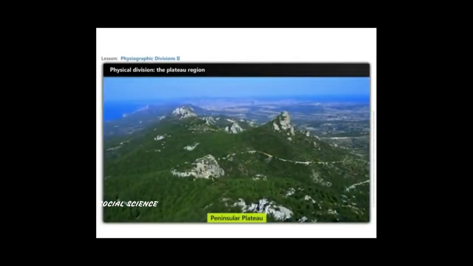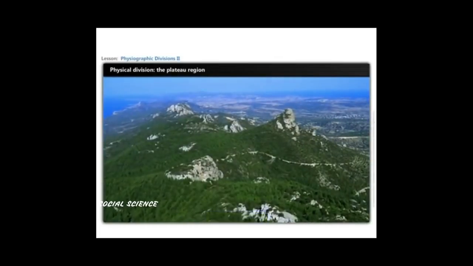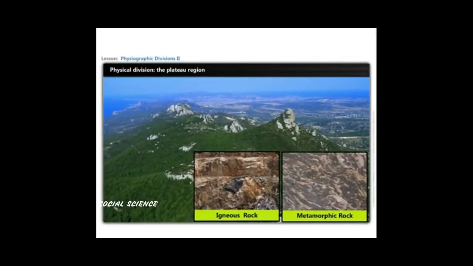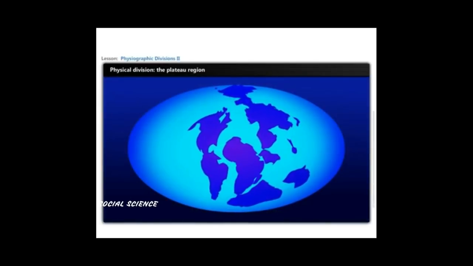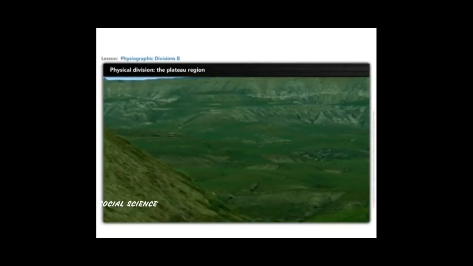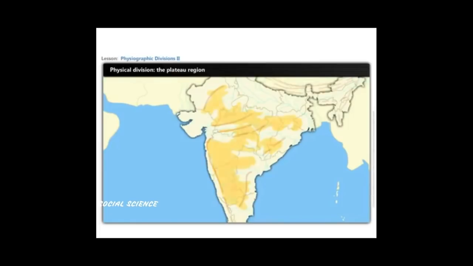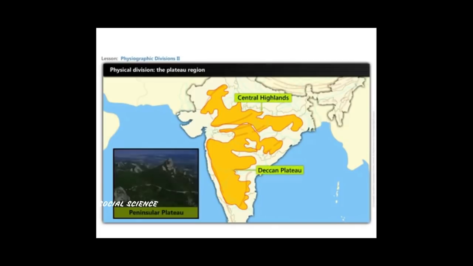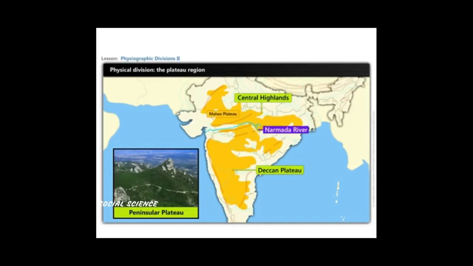The Peninsular Plateau is composed of the old crystalline, igneous and metamorphic rocks. It was formed due to the breaking and drifting of the Gondwana land. The plateau has broad and shallow valleys and rounded hills. The Indian Plateau region can be broadly divided into two categories: the Central Highlands and the Deccan Plateau. The part of the Peninsular Plateau lying to the north of the Narmada River, covering a major area of the Malwa Plateau, is known as the Central Highlands.